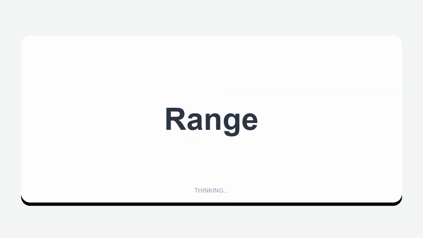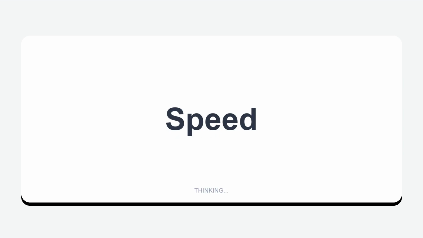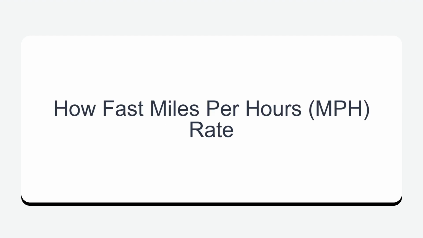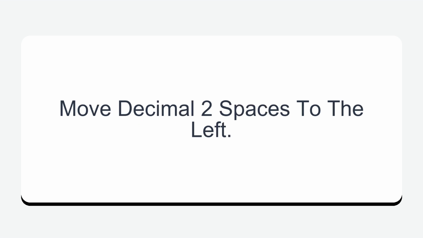Range: put the scores in order from least to greatest, then subtract the lowest value from the highest value. Speed: how fast, miles per hour, mph, rate. Change a percent number to decimal: move decimal 2 spaces to the left.